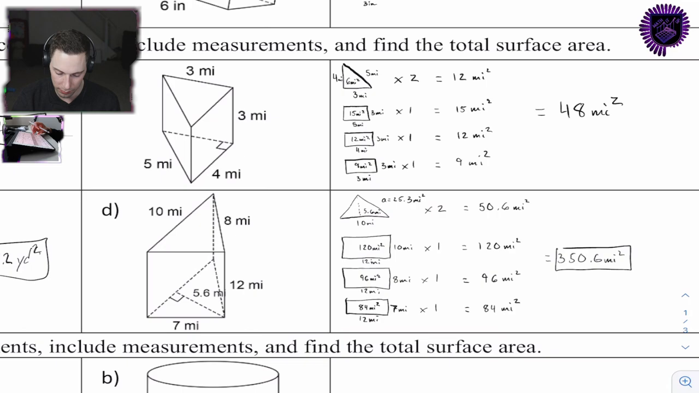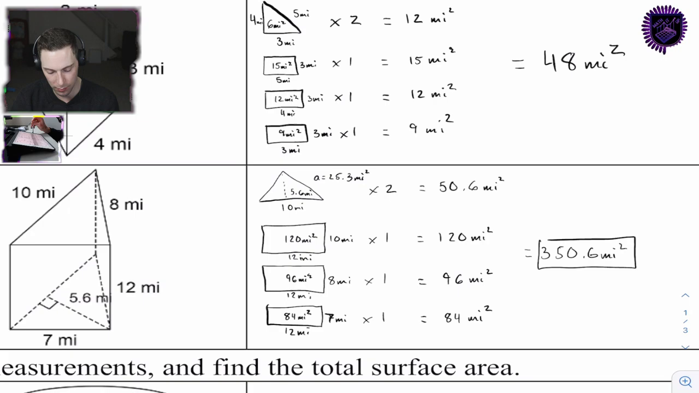Oh, I missed something in my code. 7 times 12. 70 plus 14. 8 times 12. 10 times 12. 350. Maybe my answer's wrong. 5.6. 7, 8, 12, 10, 7, 8.